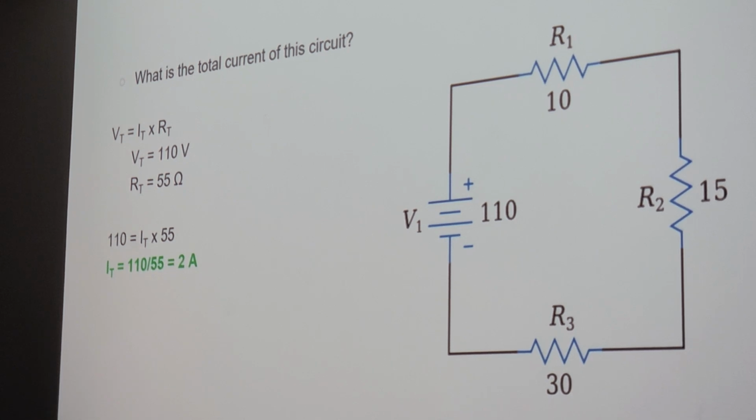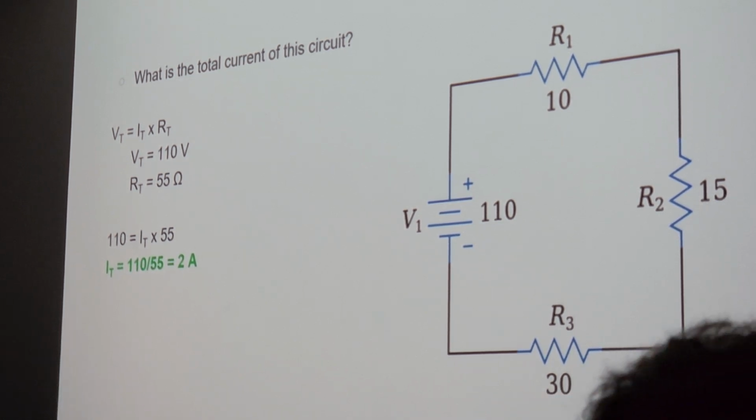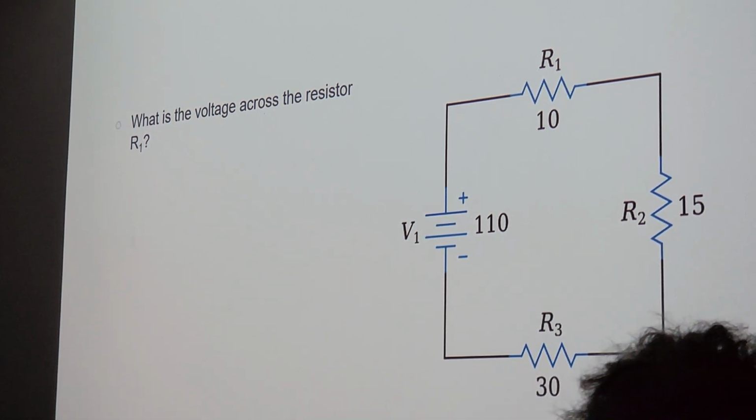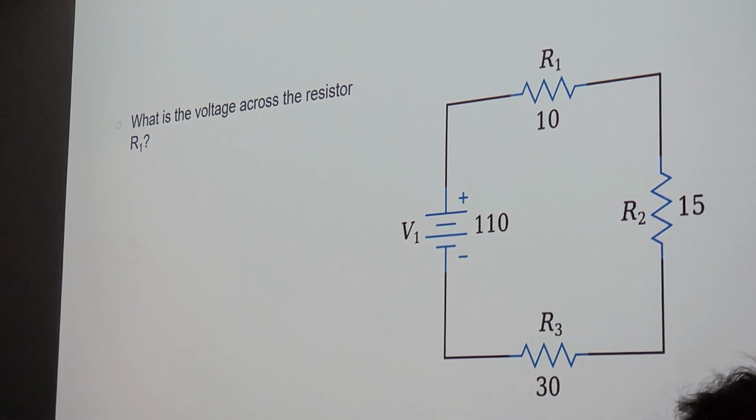And so in series, we know that current is the same at every point, right? If I ask you what's the current at R1, it's going to be 2. What's the current at R3? It's still going to be 2. So how do we find the individual resistance at R1? We know the total, but how do we find the individual resistance at R1? It's right there, it's 10.